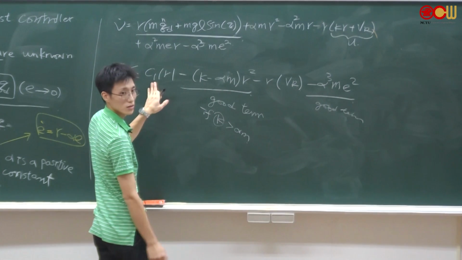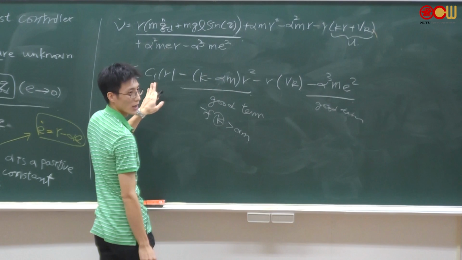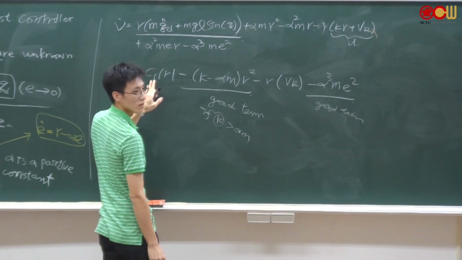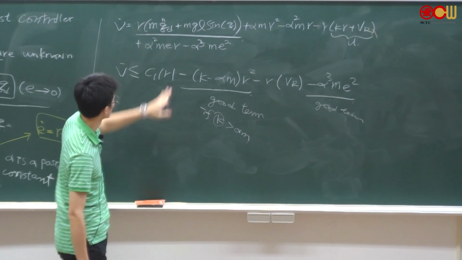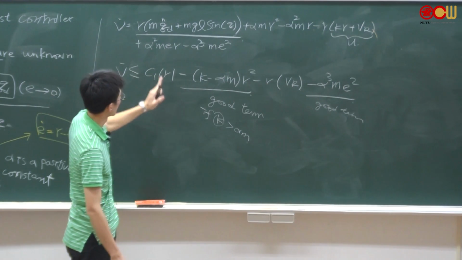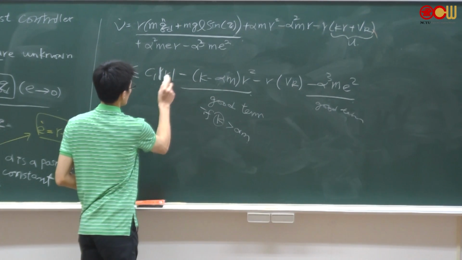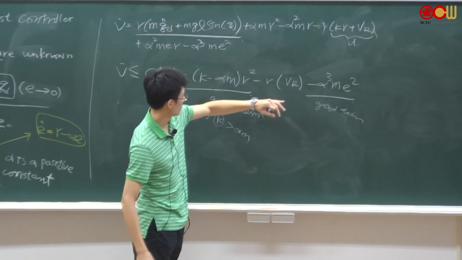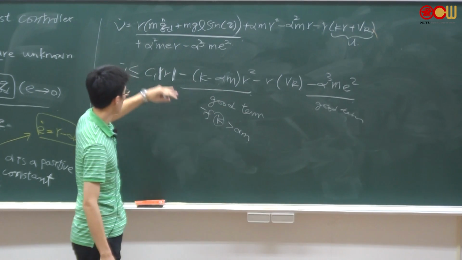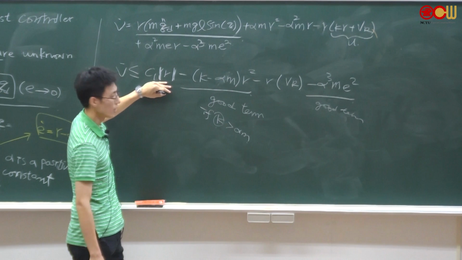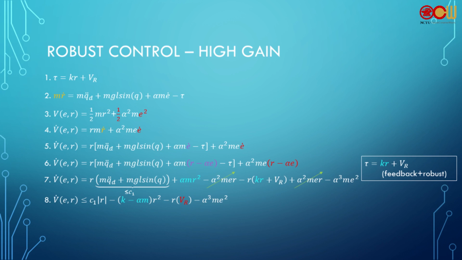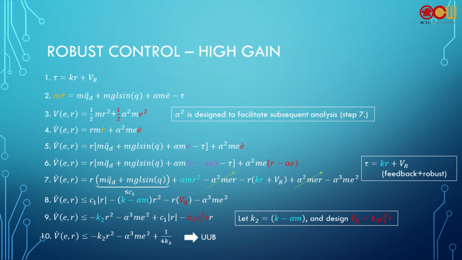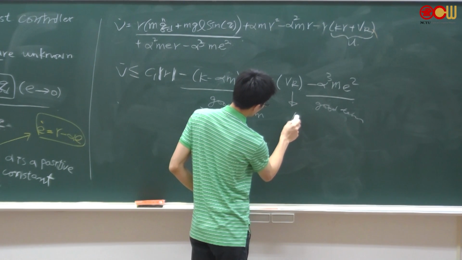Now the bad terms, which are always positive, because we already put the upper bound with the absolute value. So the approach now is to design this to dominate this. And VR, what is VR? VR is designed to be some KR.